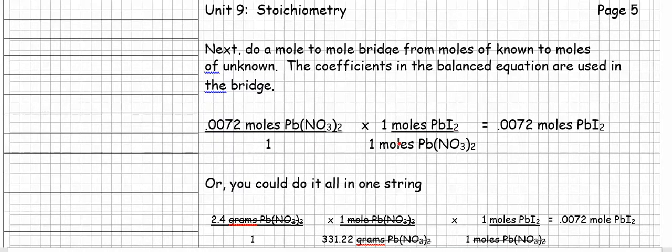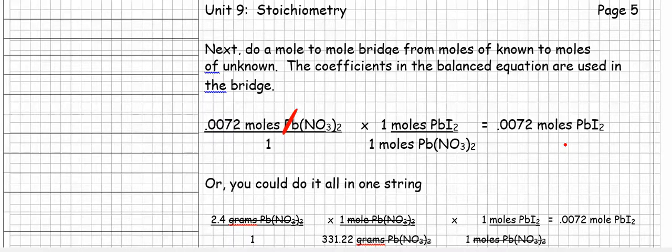1 mole of potassium iodide to 1 mole of potassium nitrate, right? So now this and this are going to cancel away, and I'm going to be left with 0.0072 moles of lead iodide. Now you may say, well, that was a waste of time. Anytime you multiply by 1 and divide by 1, you're just going to get the same number. No, I don't really consider it a waste of time.